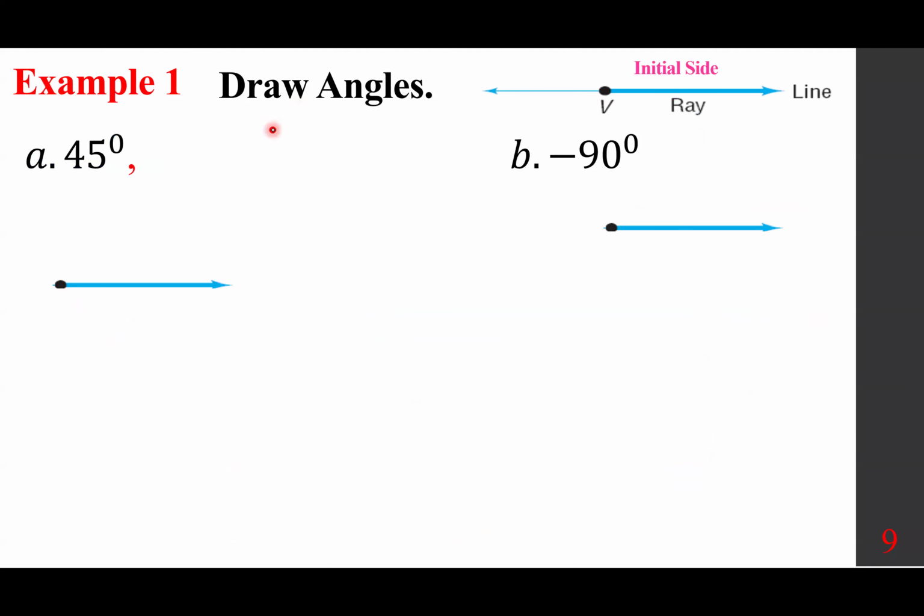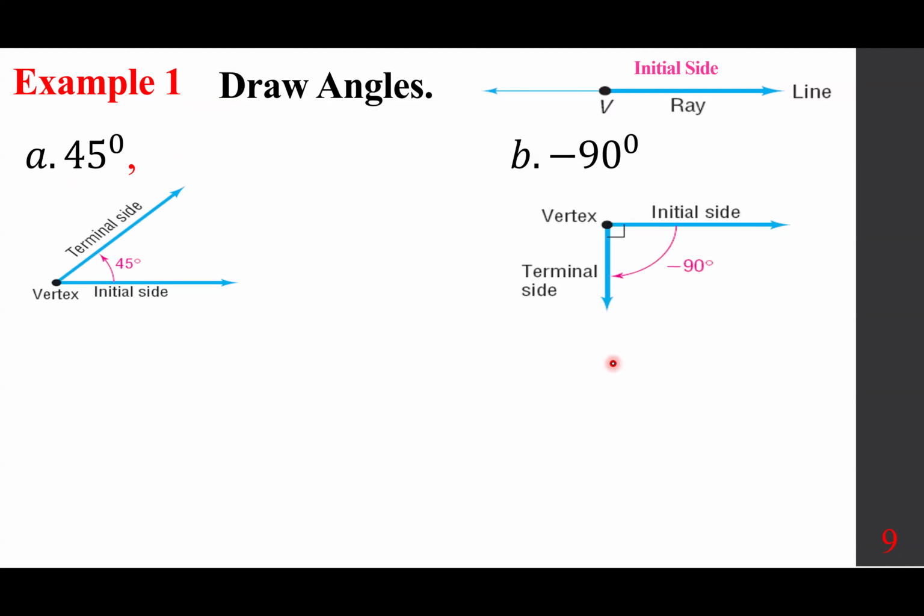Example one, we wanted triangles, and reminding everybody, here's the vertex, here's the initial side, okay? So if I want 45 degrees, here's the initial side, and I want to go obviously with positive 45 degrees. So I'm going to go this way and make a 45-degree angle. So that's the terminal side at a 45-degree angle. If I want to go with negative, I'm going to go this way. And this one is positive, this one is negative 90 degrees. So we should have no problem drawing that.